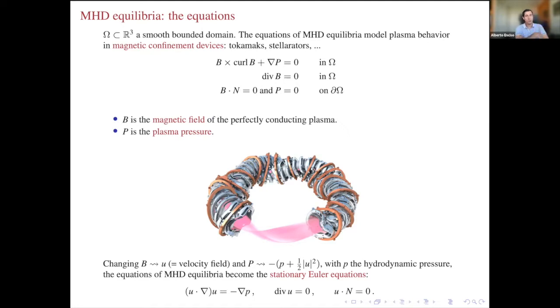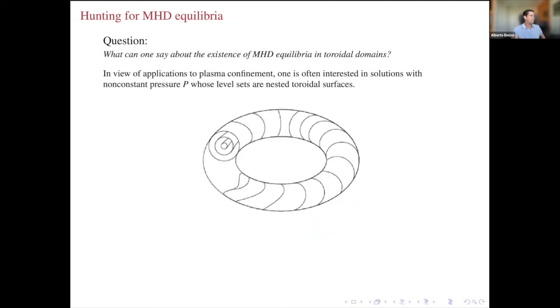Actually, the first two equations we have are just the stationary Euler equations in 3 dimensions. To see this, B is a magnetic field, but if we understand B as the velocity field of a fluid, and the plasma pressure is identified with the Bernoulli function, then it turns out that those two equations are just the usual 3D stationary Euler equations.